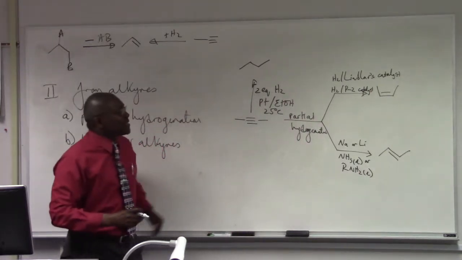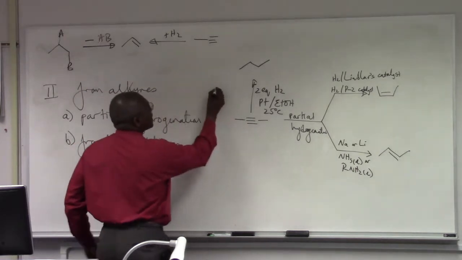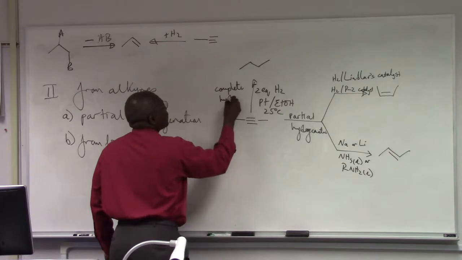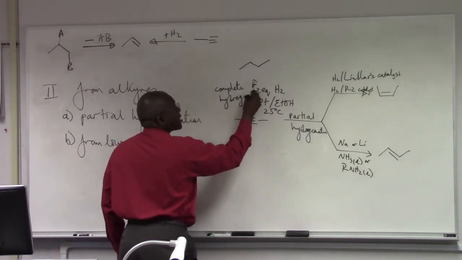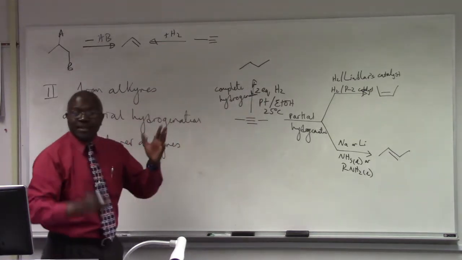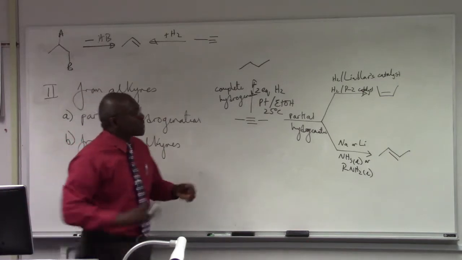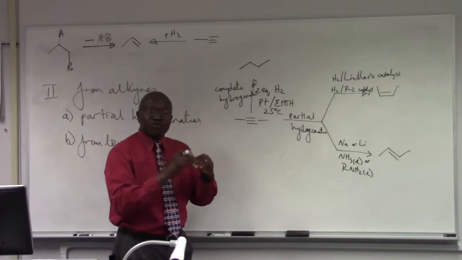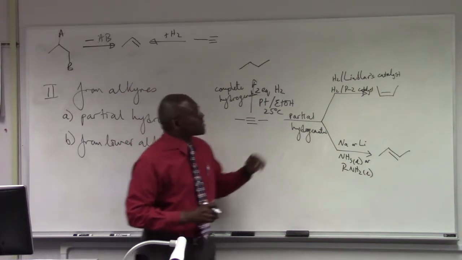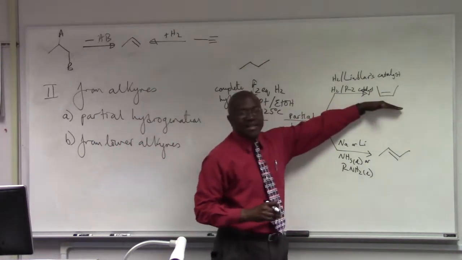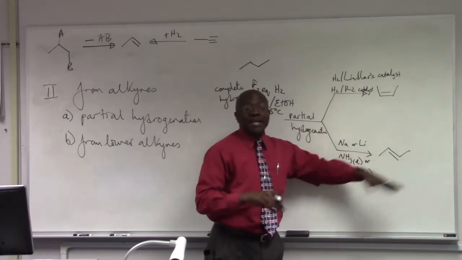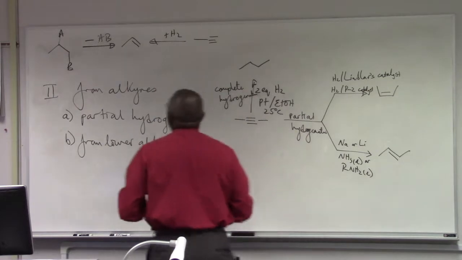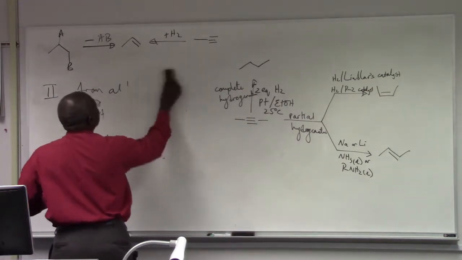So the bottom line is, I can either do complete hydrogenation of an alkyne, which gets me the corresponding alkane. And there are times when I want to do that, and that's fine. But what's much more interesting is that I can partially hydrogenate an alkyne, and in the process generate either the cis alkene or the trans alkene, and I can do this at will. Let's look at the details of the first example.